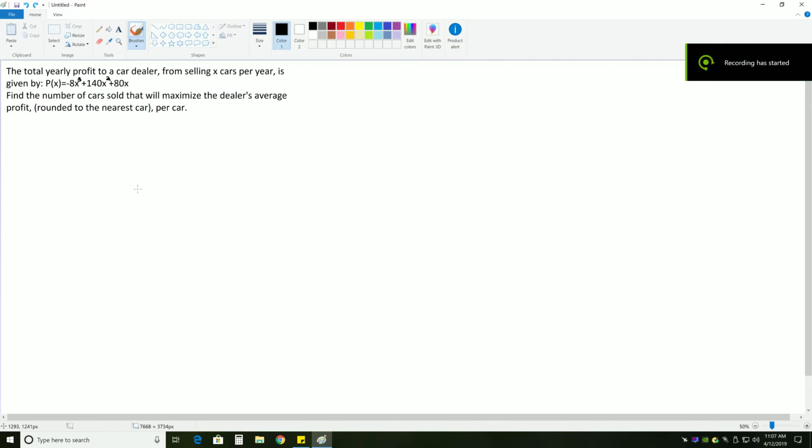The following problem tells us that the total yearly profit to a car dealer from selling x cars per year is given by P of x is equal to negative 8x cubed plus 140x squared plus 80x. We need to find the total number of cars sold that will maximize the dealer's average profit, rounded to the nearest car. So we're maximizing the dealer's average profit is the key word here.